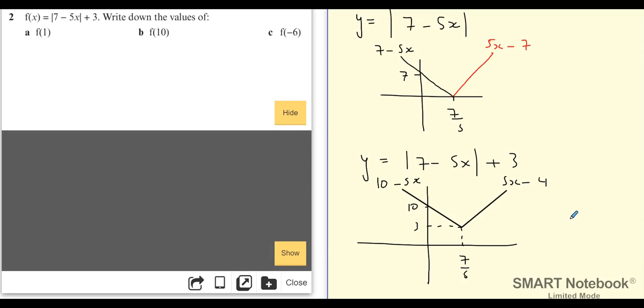Are you happy with the thought process required to sketch a graph like this? Okay, don't do it in one go. Take your time. You're going to drop easy marks on here if you do that, please.